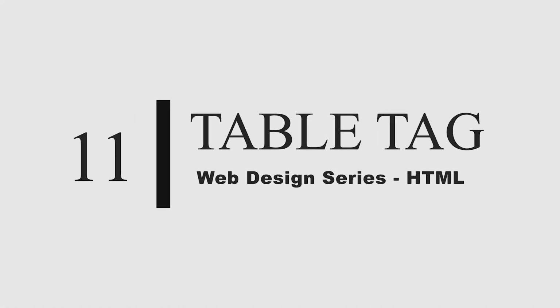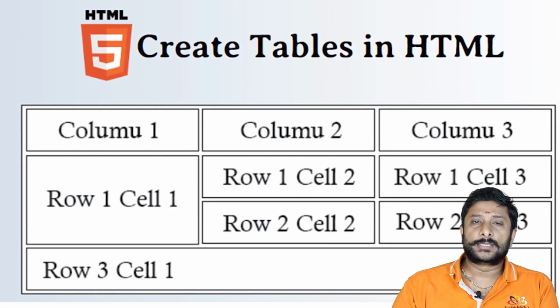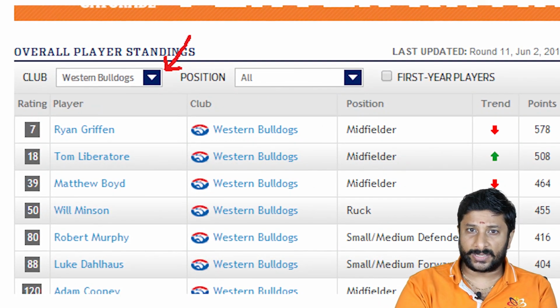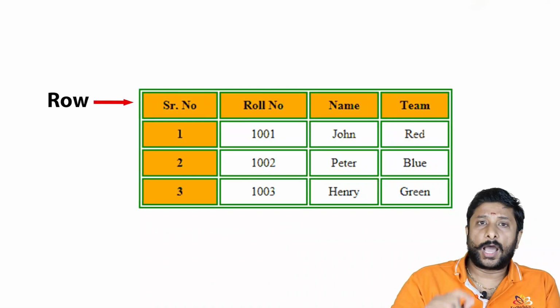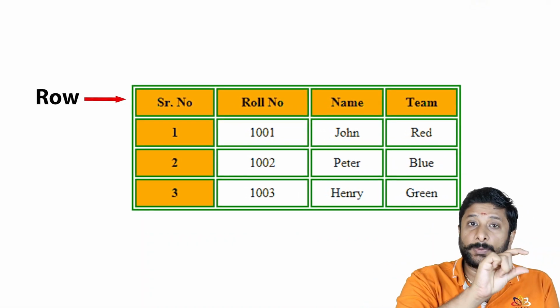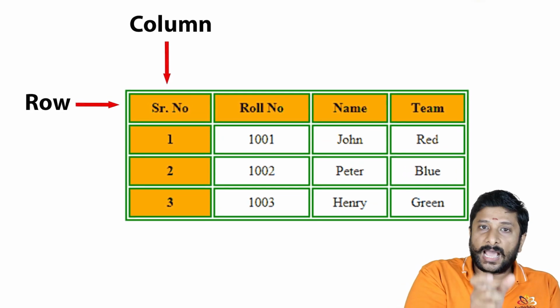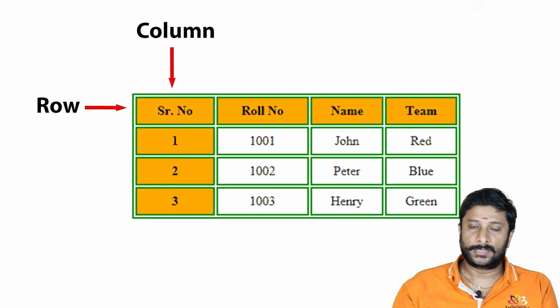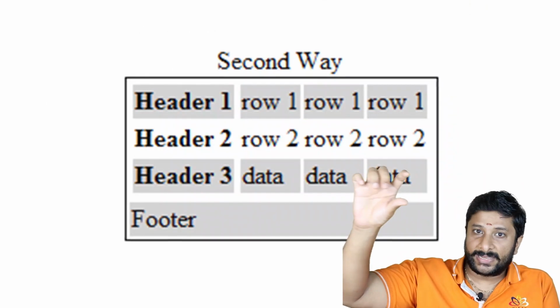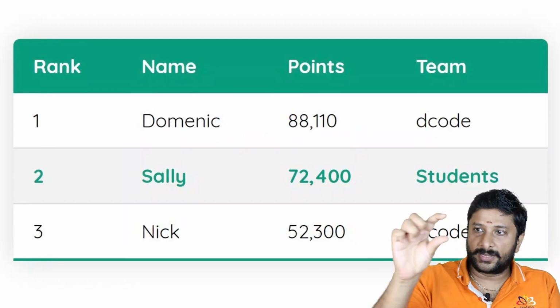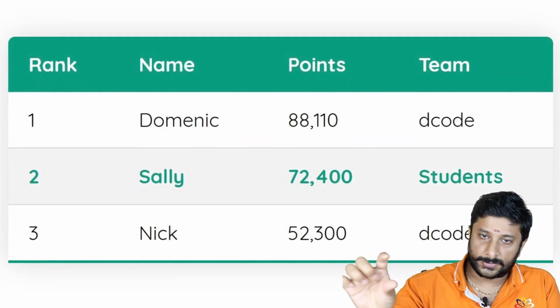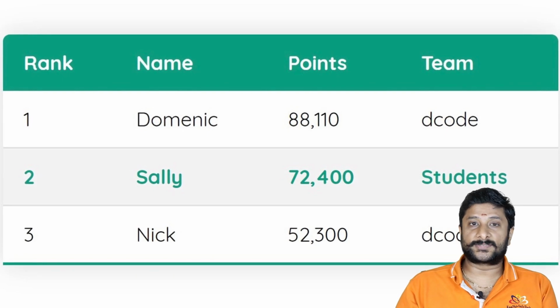Web design series, HTML, 11th video: table tag. So the table tag is used to create a table. In the web page, if I want a table to be created, I need a table tag, and every row will be in the format of table rows, and the data will be in the format of table data. So a table can have a table header, which is a separate row, and afterwards every table data in separate rows. That is how your table tag is formed.